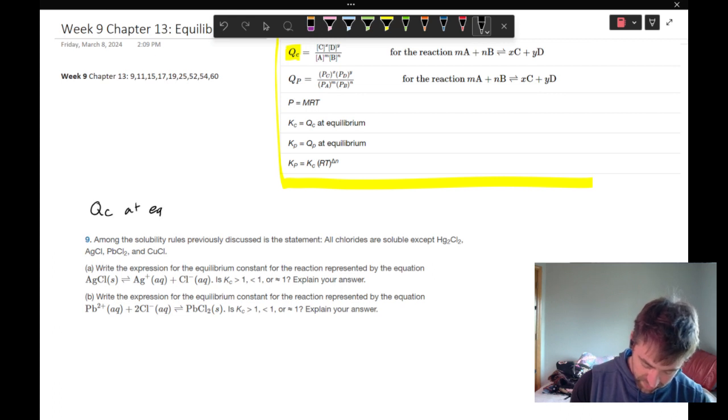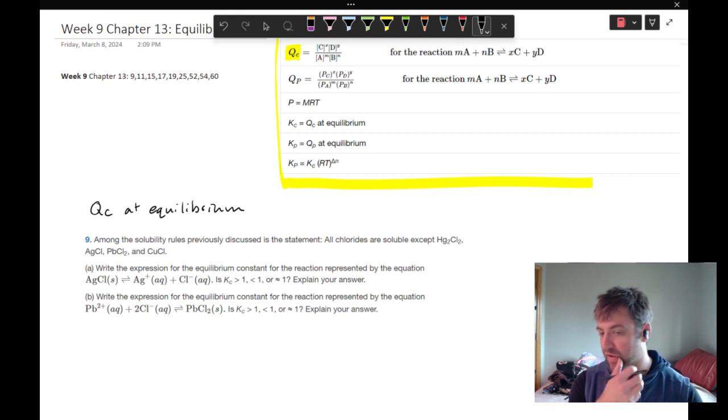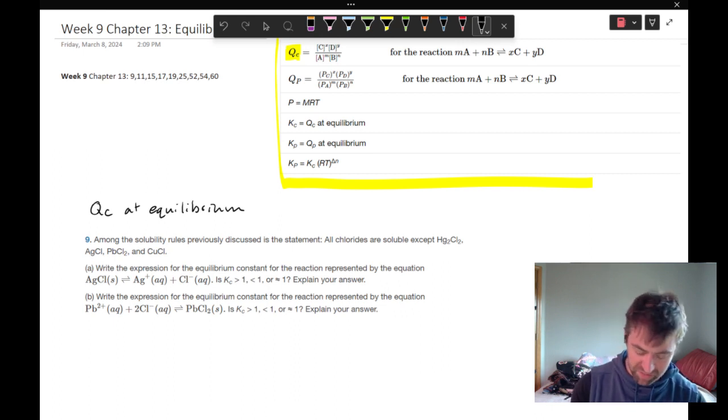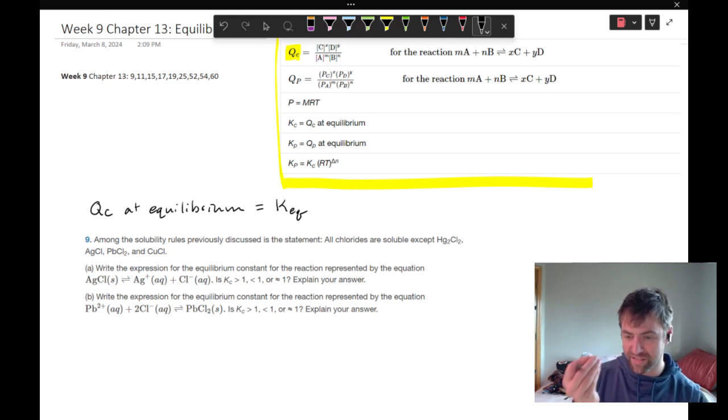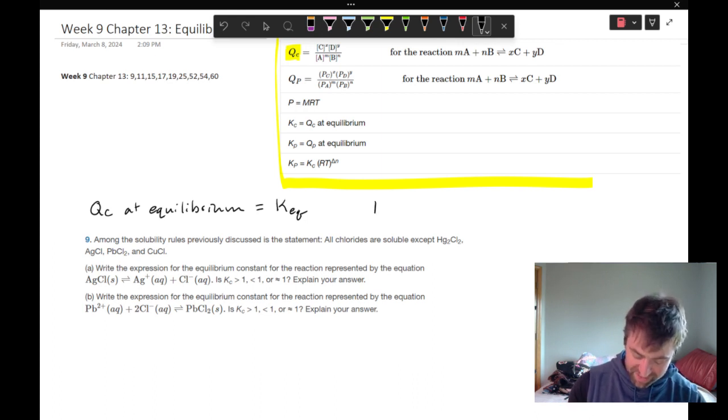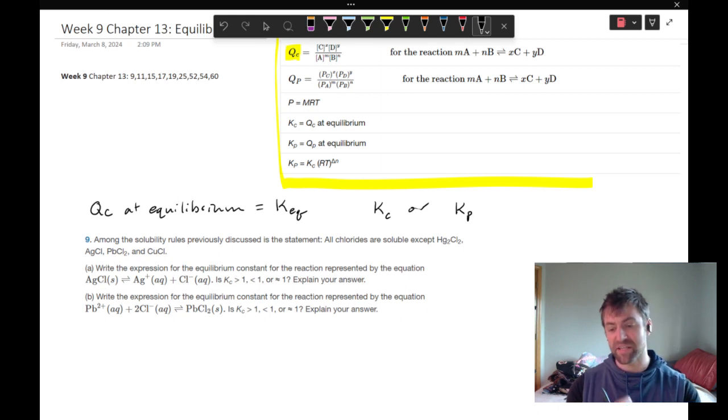Now, at equilibrium, you're going to see these variables written a lot, and so I want to explain them a little bit more on the front end. Your reaction quotient at equilibrium is equal to K EQ. K is that reaction constant, that equilibrium constant. You may sometimes see this written as KC, and that is concentration, or KP, and that's going to be gas pressure.